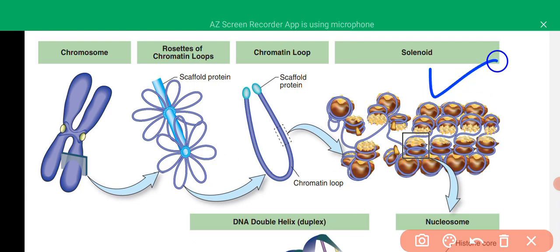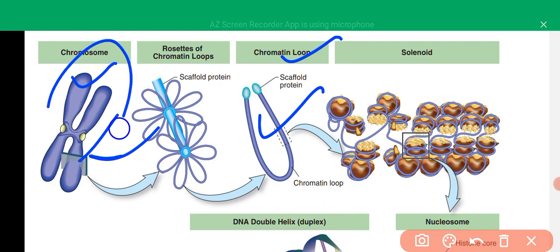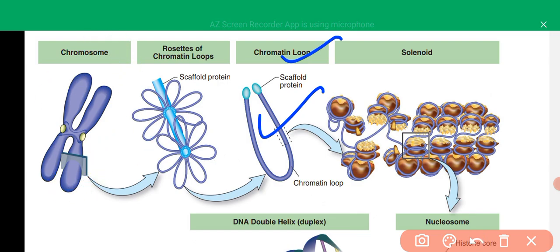It is called a solenoid. Then it is wrapped around and attached to proteins called scaffold proteins, and it forms a chromatin loop. Then it forms the rosettes of the chromatin on the scaffold proteins. Various flower-like structures of the DNA are combined, and then they are supercoiled to form chromosomes. Then here is the highly condensed chromosome.